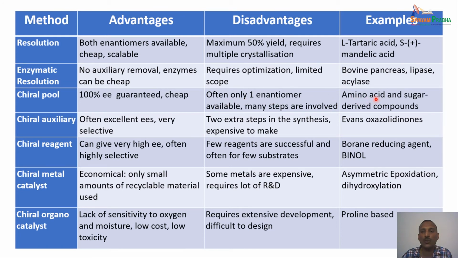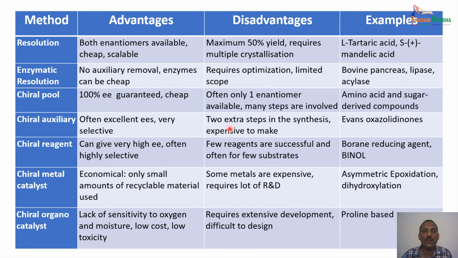Some examples include amino acids and sugar derived compounds, which are the basic starting materials for many asymmetric reactions. Then the chiral auxiliary gives excellent enantiomeric excess, and these reactions are also highly selective. So this is a very good method, but again the major drawback is to introduce the chiral auxiliary and to remove it we have to do 2 extra steps.